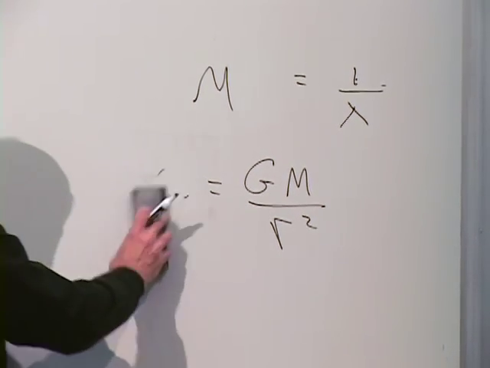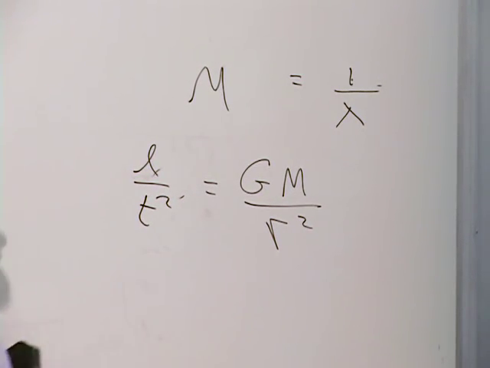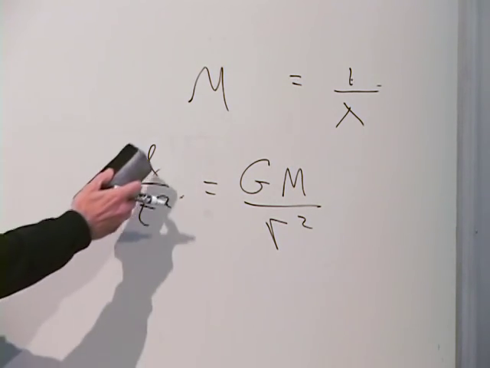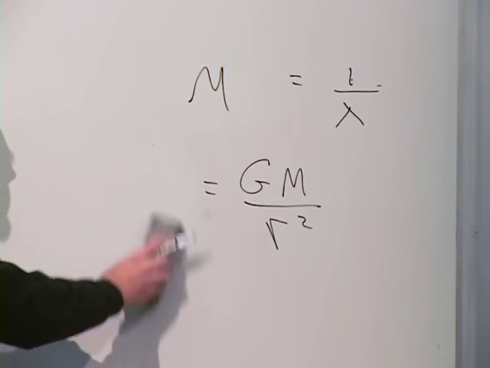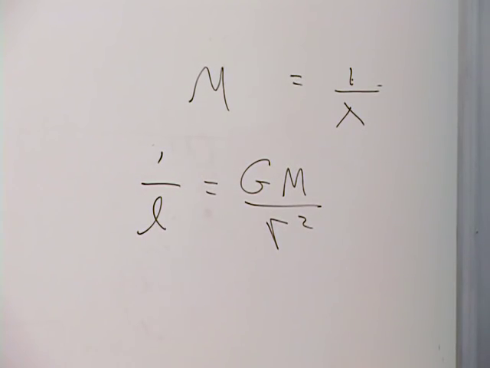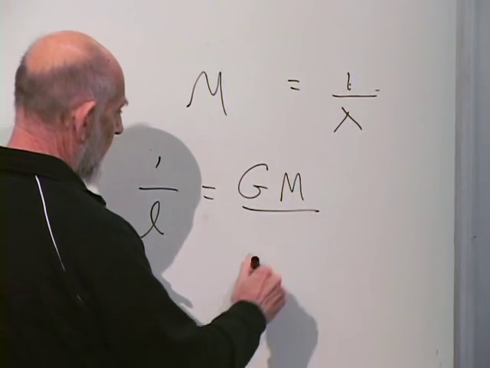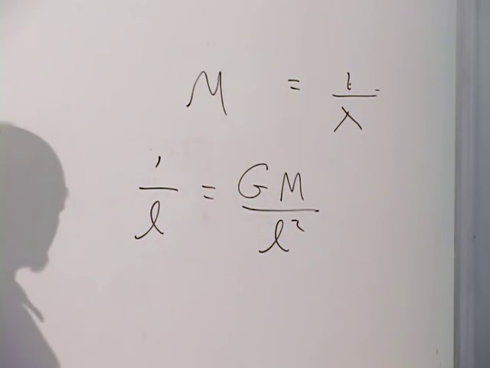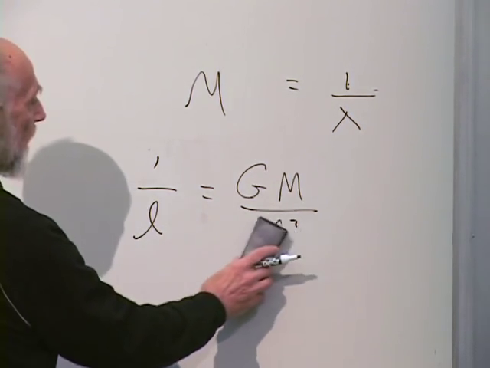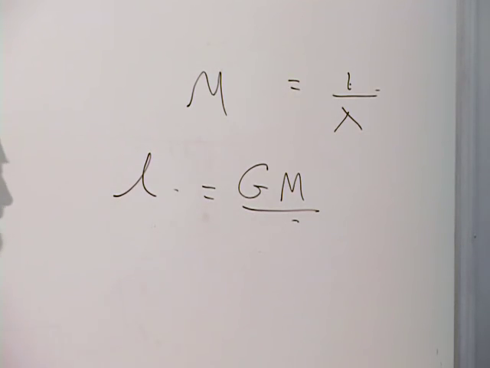It is length over time squared, but length and time have the same units when c is equal to 1. So this is just length over length squared, which is 1 over length, right? R squared, of course, is length squared. And now we can multiply both sides of the equation by length squared, and this becomes length upstairs. Oh, we knew that before, didn't we?